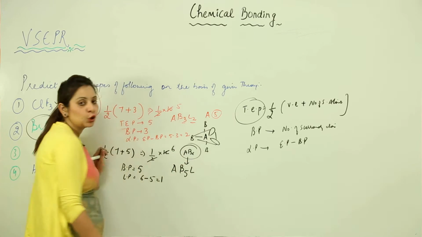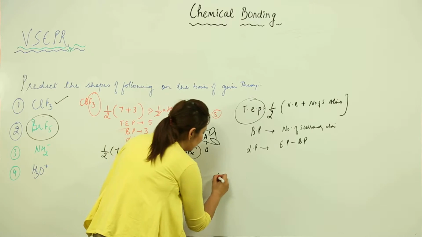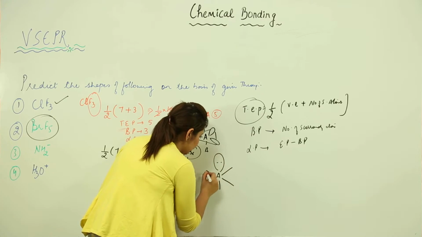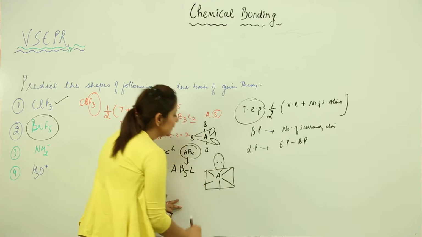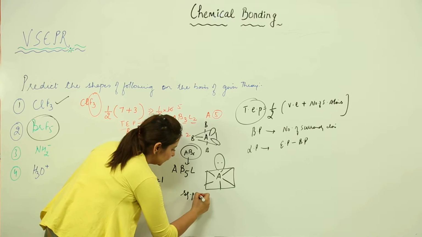So that means it is distorted octahedral. When I put it, I am going to put it in such a manner that this position occupies the lone pair. And what is the name for the geometry? Obviously it is going to be square pyramidal.